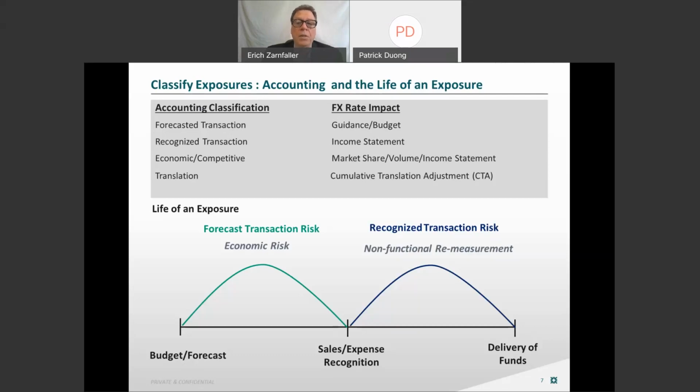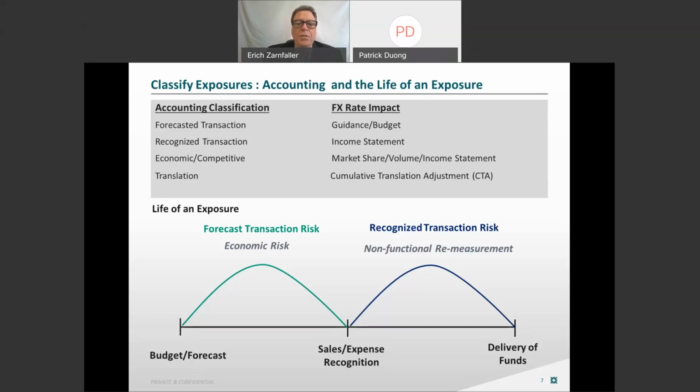Now, looking at the diagram at the bottom of the page is the life of an exposure. This is an example of a transaction exposure broken down into the two different risks. On the left is the forecasted transaction risk, and on the right is the recognized transaction risk. The exposure starts, or comes to life, at the budget approval point on the left of the chart. As time passes, the exposure flows along the green line through to the next point where the transaction is recognized on the financial statement. In other words, when a sale is made or the materials are bought and an invoice is sent or received, establishing a payable or receivable on the balance sheet.